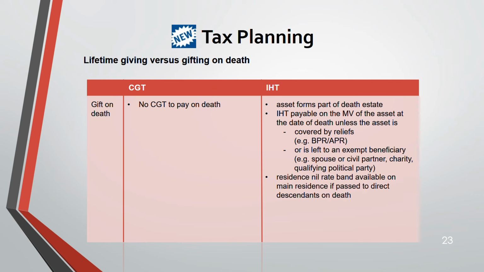Next, residence nil rate band is available on the main residence if it is passed directly to the descendants on death, like you are giving to your children or grandchildren. If you are giving to a spouse or someone else, you will not get the residence nil rate band. No other exemptions are available on the death estate. You see, lifetime gifts have so many exemptions, BPR, APR, like that. Even the death estate has some, but it has fewer exemptions compared to lifetime gifts. Taper relief is also not available.